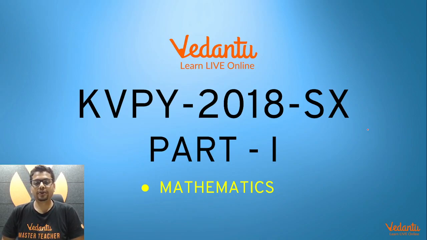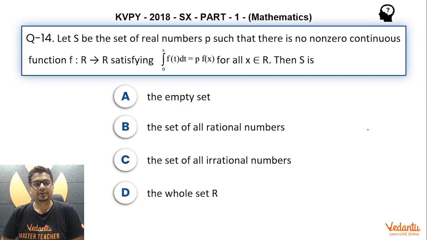We are discussing KVPY 2018 SX Part 1 Mathematics, and the question for this video is this. Let S be the set of real numbers p such that there is no non-zero continuous function f defined from all real values to all real values satisfying integral 0 to x f(t) dt equal to p f(x) for all x belonging to the real numbers. Then S is.